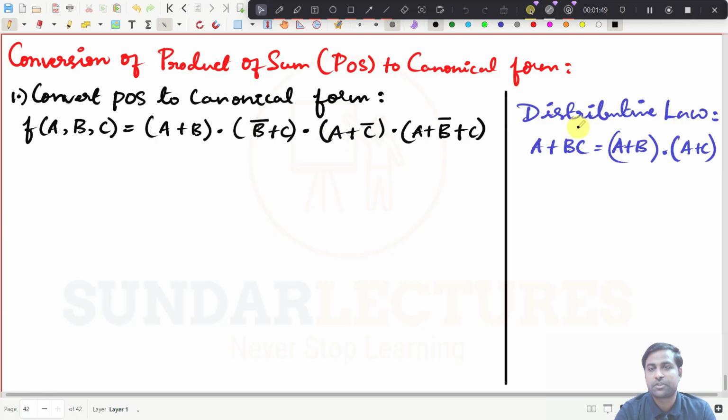And we know this distributive law. A plus BC can be written as what? A plus B dot A plus C. That is the whole idea. That is the distributive law. We have already seen this one, right?